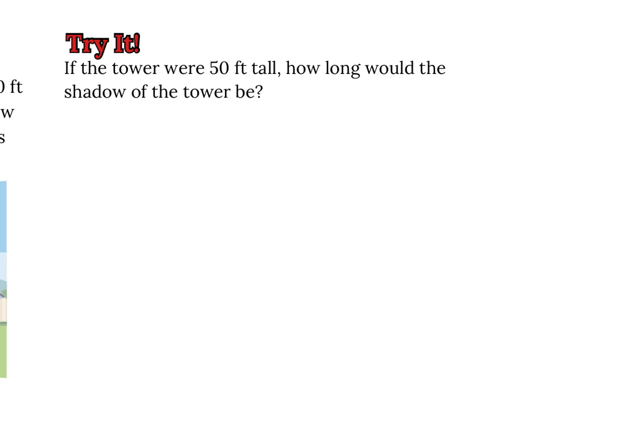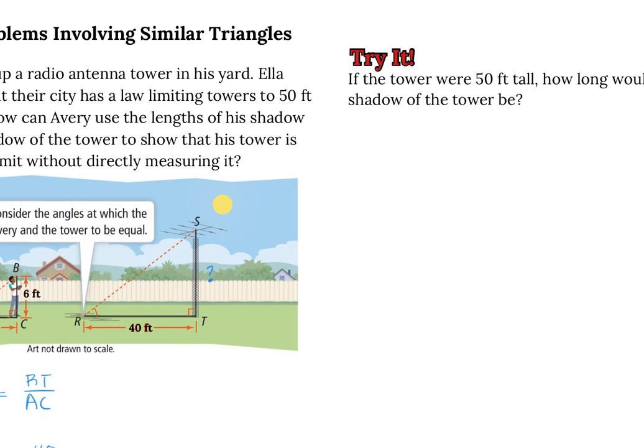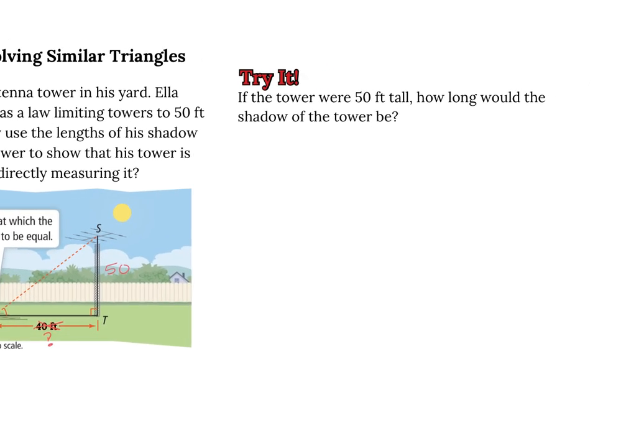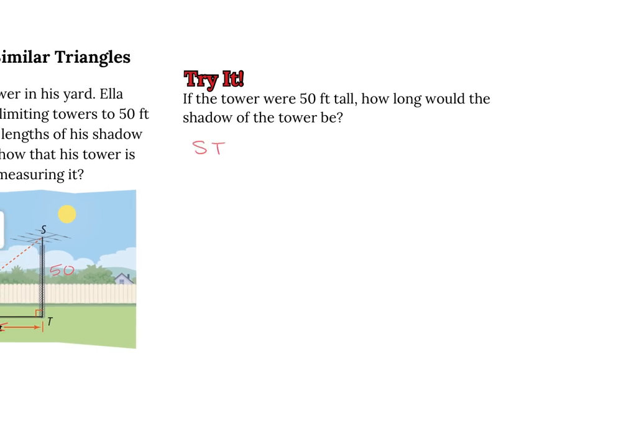All right, if the tower were 50 foot tall, how long would the shadow of the tower be? Okay, so now they're telling us that our tower is 50 foot, but we don't know how long the shadow is, so we don't know the RT. So to set this up, it's very similar. We'd set it up as ST over BC equals RT over AC. The ST this time we know, because they told us the tower this time is 50 foot tall. Our BC is still 6. The RT is what we don't know. And our AC is still 5. Cross multiply again.